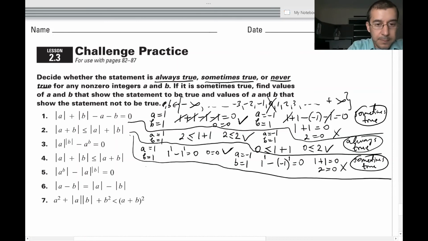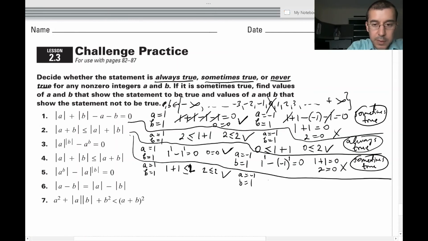Number 4. Let's try again. Same numbers. A equals 1, b equals 1. We have absolute value of a, which is 1, plus absolute value of b, which is 1, less than or equal to absolute value of a plus b. 1 plus 1 is 2, so absolute value of 2 is 2. So 2 is less than or equal to 2. Yes, this is true.